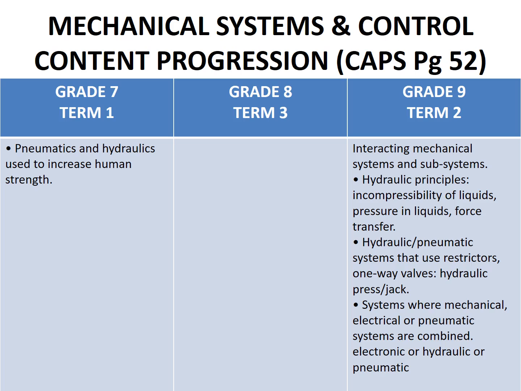And in grade 9, what is done is interacting mechanical systems and subsystems, hydraulic principles, incompressibility of liquids, pressure in liquids, force transfer, hydraulic and pneumatic systems that use restrictors, one-way valves, hydraulic presses, jacks, and so forth. And we also are going to be looking into the different PETs as done in both grade 7 and grade 9 in hydraulics and pneumatics.